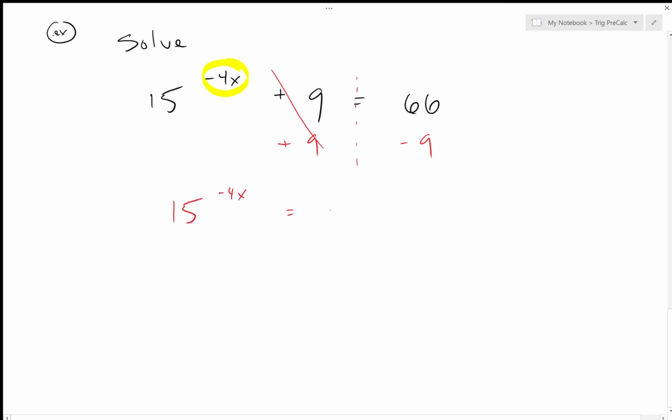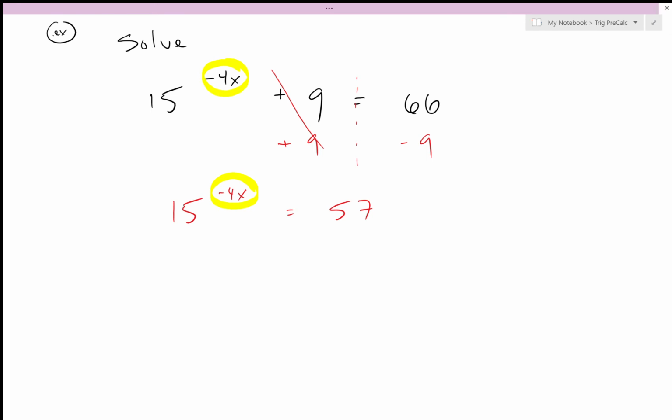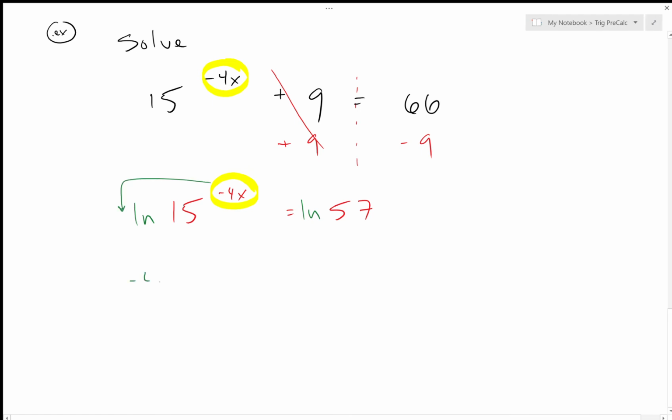66 minus 9 gives me a 57. Now's the time that I want to get this thing down. The only way it moves is if I can ln stuff. So I ln this side, I ln that side. That allows me to move this to the front. And now it's no longer an exponent, but more of a coefficient, just another term being multiplied in front.